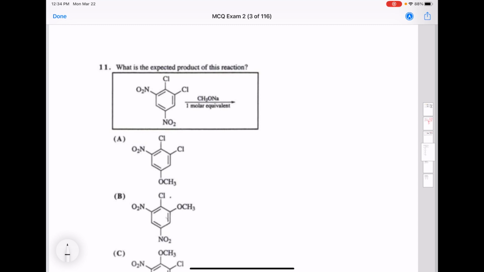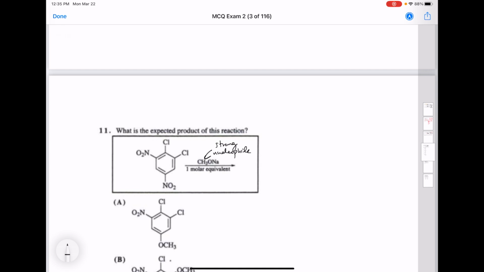For the next question, we have this polysubstituted benzene ring with 2 chlorine substituents and 2 nitro substituents, and it is reacting with sodium methoxide, 1 molar equivalent of it. And the question is, what is the expected product of this reaction? So when we look at sodium methoxide, we realize that sodium methoxide is a strong nucleophile, very strong in the methoxide anion. So we realize that this is actually going to be a nucleophilic aromatic substitution reaction, or in other words, an NAS reaction.